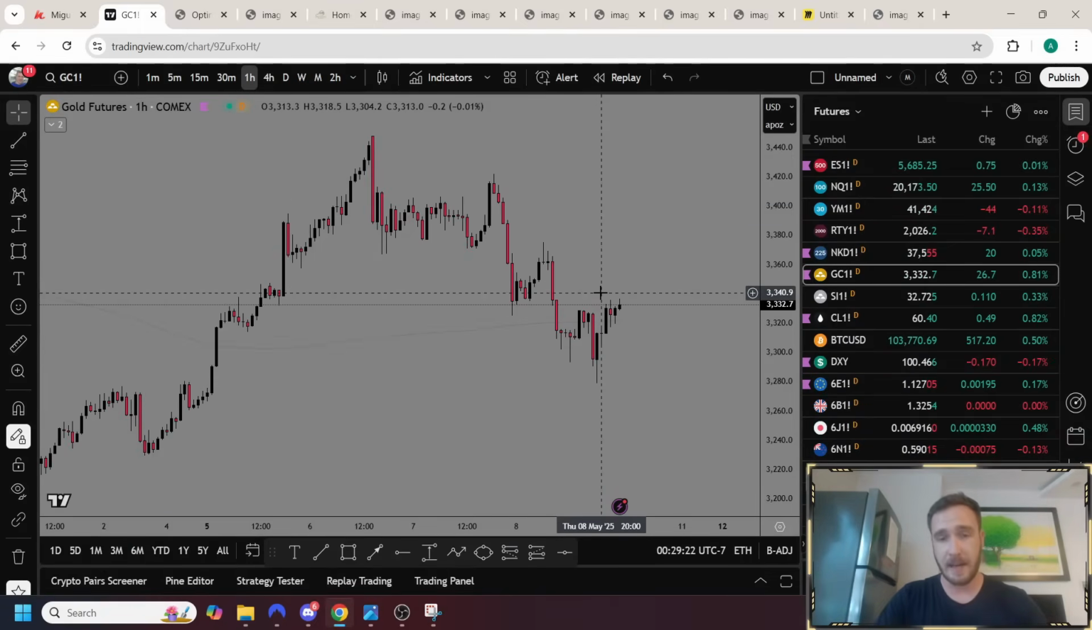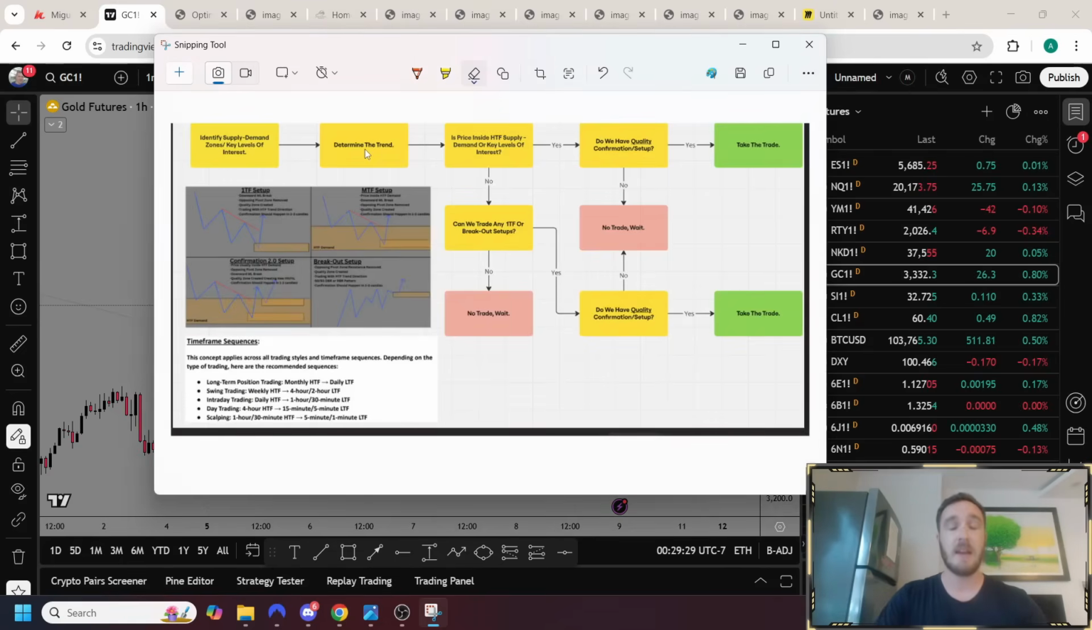Okay, so now that we got that out of the way, let's talk about the top-down analysis. We always start with our higher time frame, okay? We only use 2 time frames, the higher time frame and our lower time frame. The lower time frame is used for our entries, exits, trade management, and our confirmation, and our higher time frame is used for drawing out higher time frame levels and determining the trend.